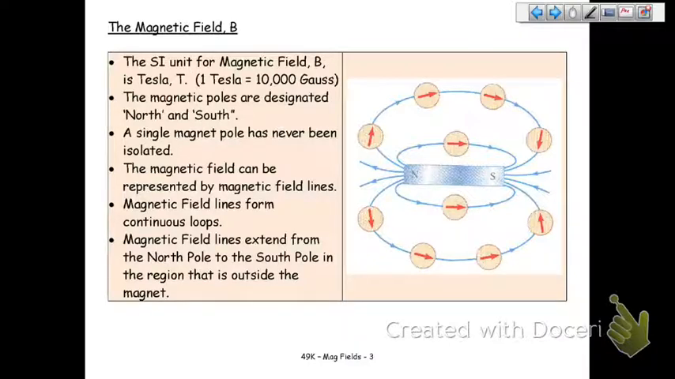You did the thing where two opposites attract: two opposite poles attract, two similar poles repel. And they're called north and south. And that's historical. They could have been called really anything.